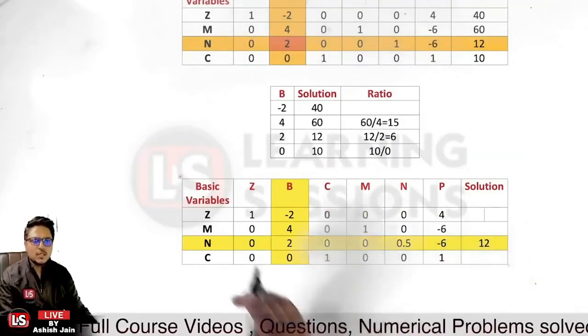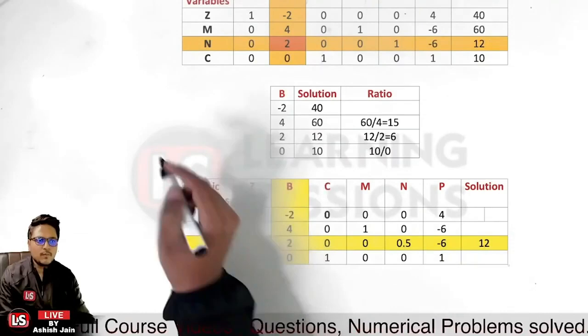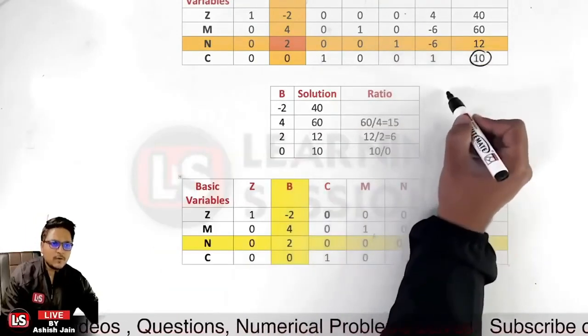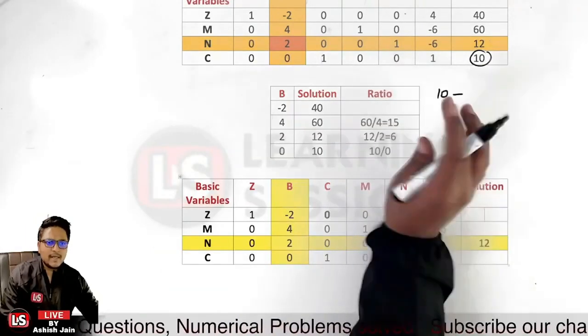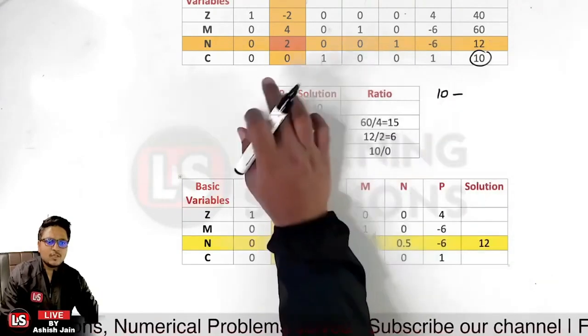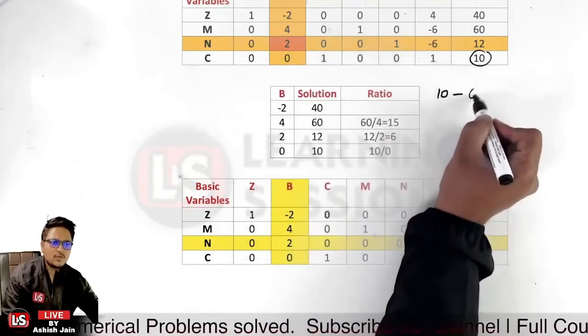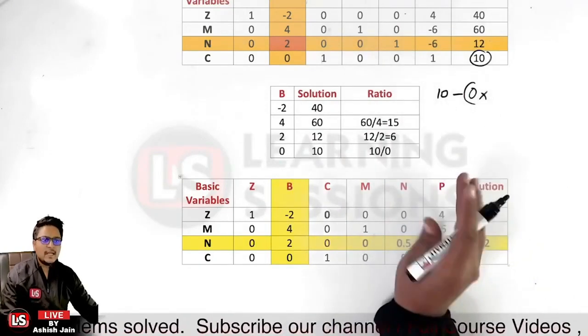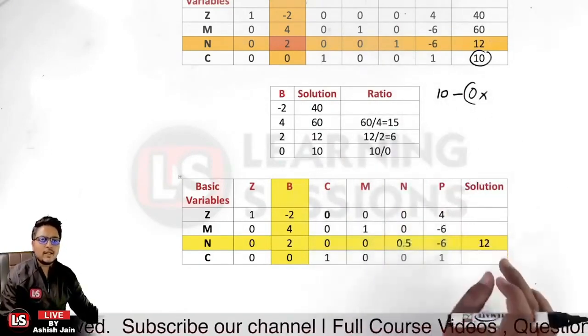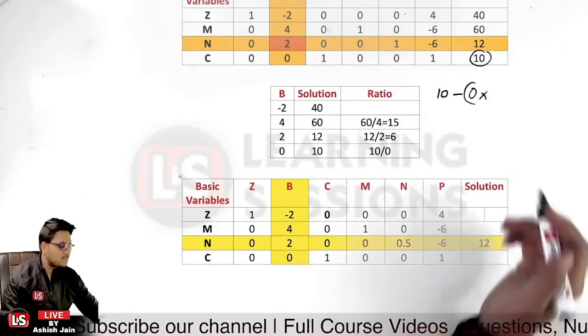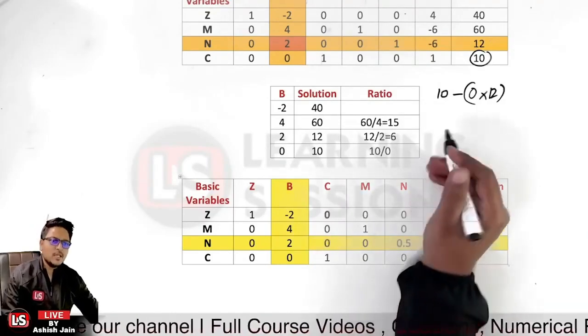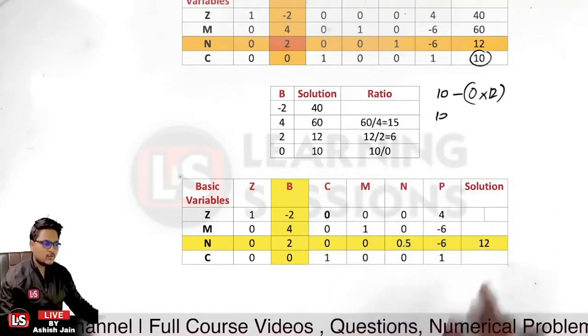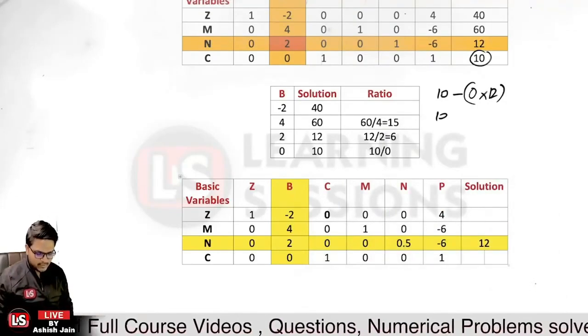And for all the other rows, the formula goes like this: if we want to calculate for this particular value, it is 10 minus the pivot entry for this particular row, which is 0. And further, it is to be multiplied with the new pivot entry, and the new pivot entry is 12 in this particular case. So it will be equal to 10 again. So I'm just putting 10 over here.